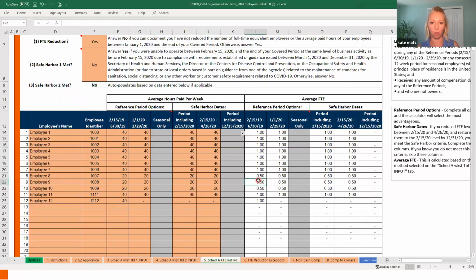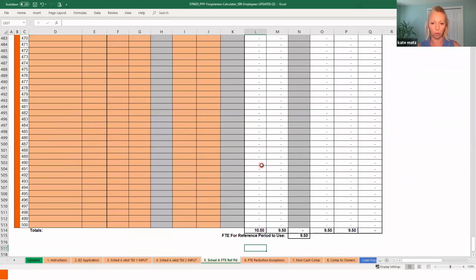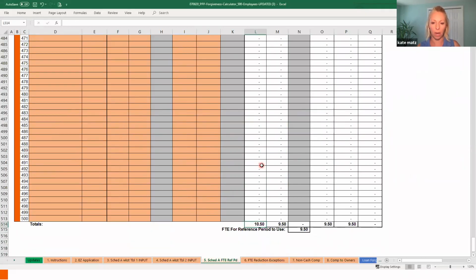One other thing I want to show you on this tab, which we kind of talked about a little bit, but these average FTEs, so we've got these 2 reference period date ranges here, and if we go to the bottom, there we go. So we can see we had 10.5 FTEs for that 2019 range and 9.5 for that 2020 range. So the calculator is selecting that we'll use the lower of those 2, 9.5, as our reference period FTEs.